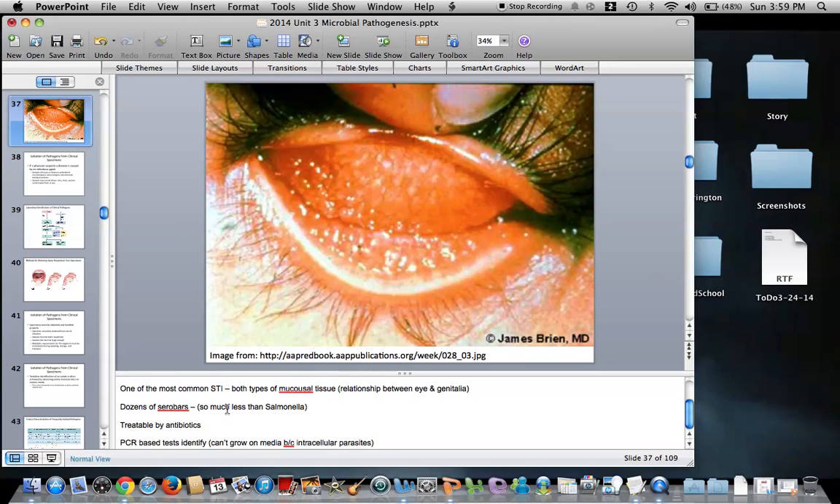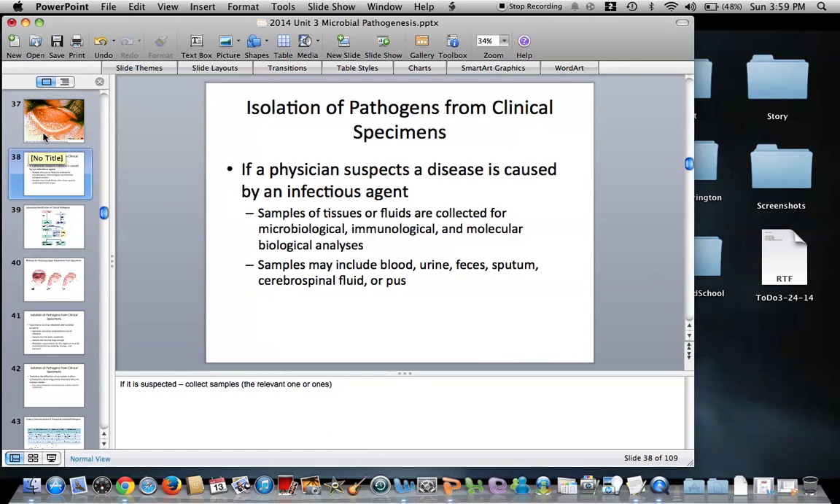And there's dozens of serovars, which is quite a bit different from Salmonella that we talked about earlier that has 2,000 serovars, something like that. This is treated by antibiotics, and a PCR-based test will identify it because it is not growable in laboratory culture.